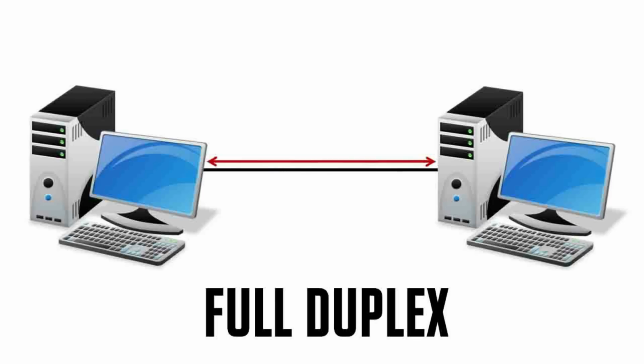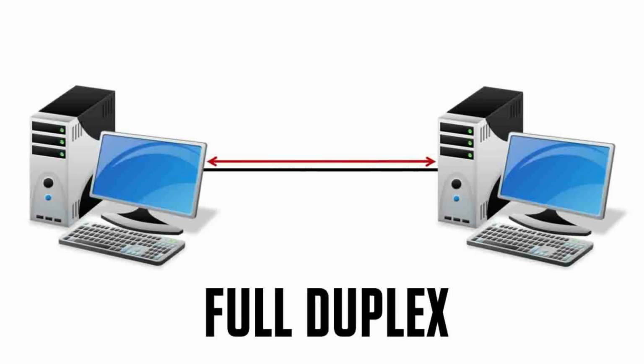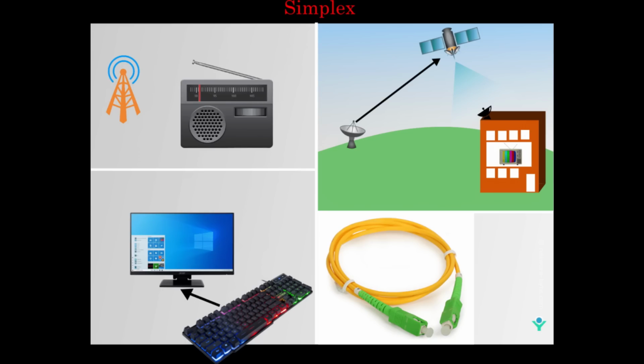Simplex communication. Simplex communication is a one-way communication system where information is transmitted from one device to another, but the receiving device cannot send information back to the transmitting device. An example is the keyboard and CPU.